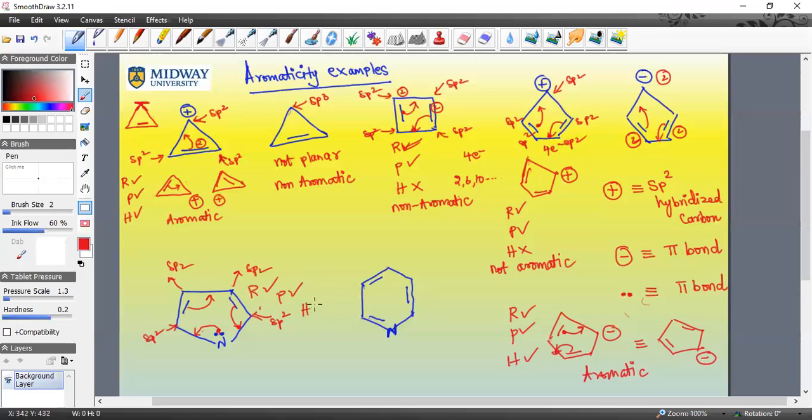Does it pass Huckel's rule? You sure bet. 2, 4, 6 electrons. So that passes, so it's aromatic.